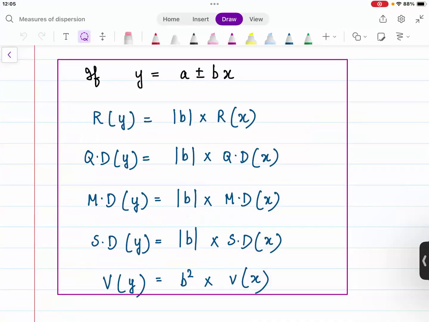So we've come to the final part of the chapter, measures of dispersion. Let us see how to solve equation related questions in this topic. So we have an equation y is equal to a plus or minus bx. Then we have the following relations.